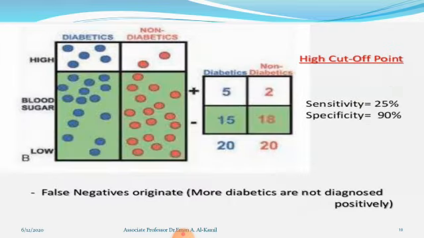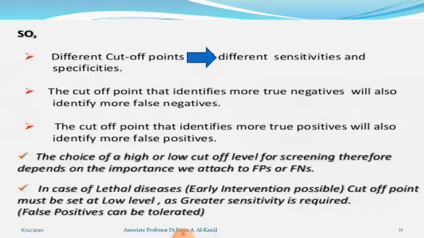positive test. While if we put a high cutoff point, the sensitivity will be 25% and the specificity 90%. So the false negatives originate here, and more diabetics are not diagnosed positively. So different cutoff points give different sensitivities and specificities. The cutoff point that identifies more true negatives will also identify more false negatives. The cutoff point that identifies more true positives will also identify more false positives.